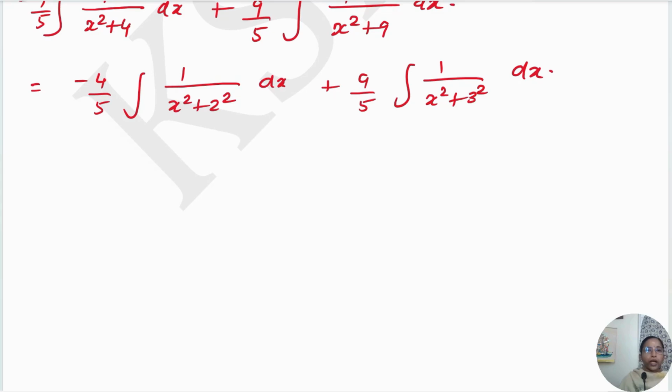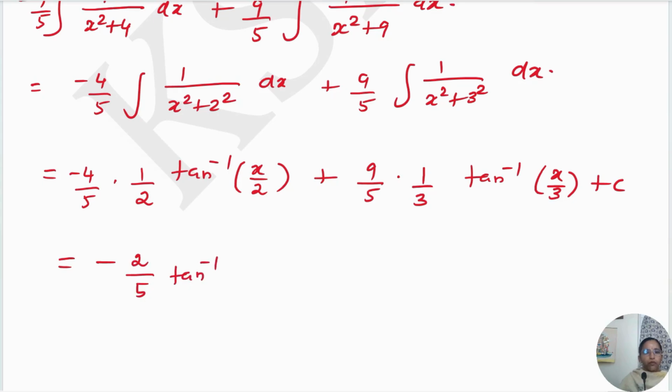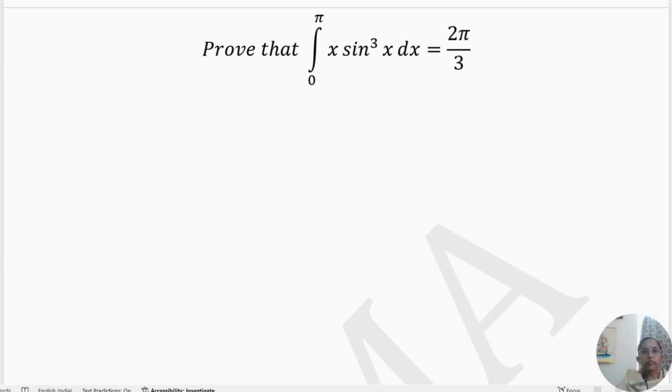So the formula is 1 by a into tan inverse of x by a. So minus 4 by 5 into 1 by 2 tan inverse of x by 2, plus next term 9 by 5 into 1 by 3 tan inverse of x by 3, plus c. So now simplify your data. So minus 2 by 5 tan inverse of x by 2 plus 3 by 5 tan inverse of x by 3 plus c. So this is our final answer.